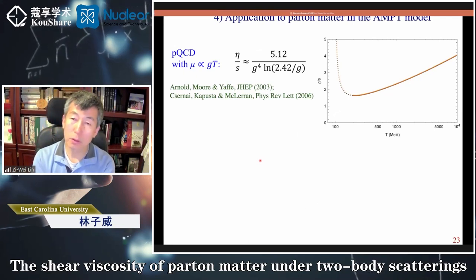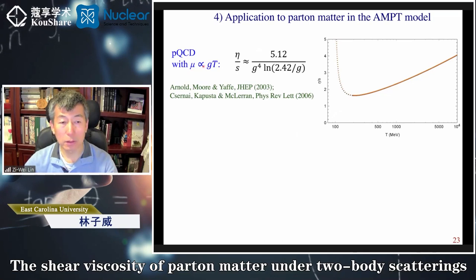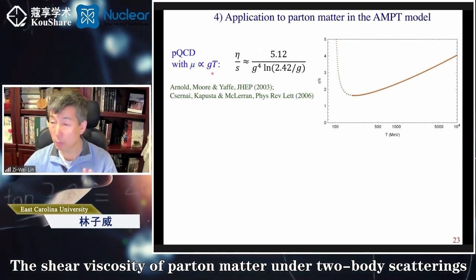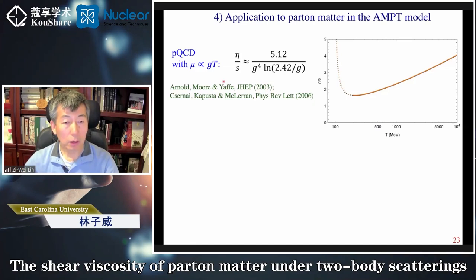We can look at finite temperature pQCD, where the Debye screening mass is proportional to gT. This depends on the temperature and the coupling constant. Like in the AMY paper a long time ago, they derived the pQCD shear viscosity, taking the thermal screening mass in this form. And then the shear viscosity over entropy density has been approximated or parameterized in this form, which depends on g. If you plot it as a function of temperature, then you'll see this behavior. As we mentioned before, as temperature increases, the η/S ratio increases.